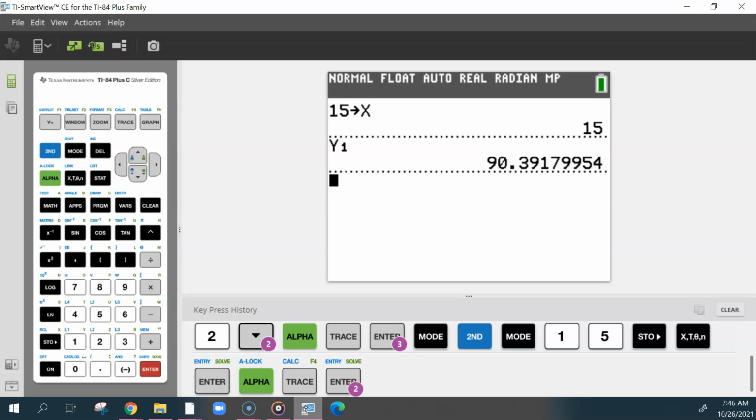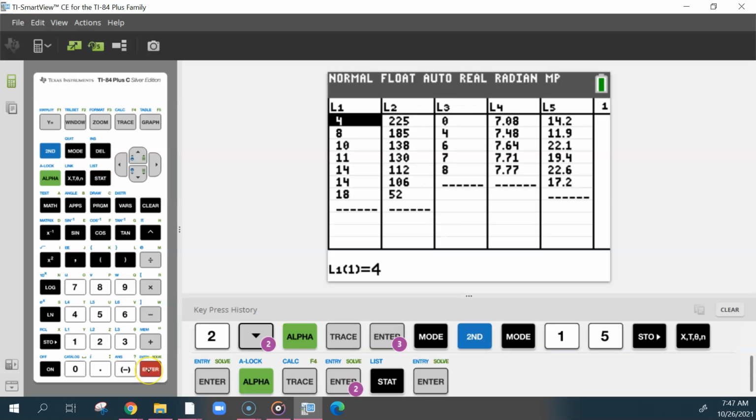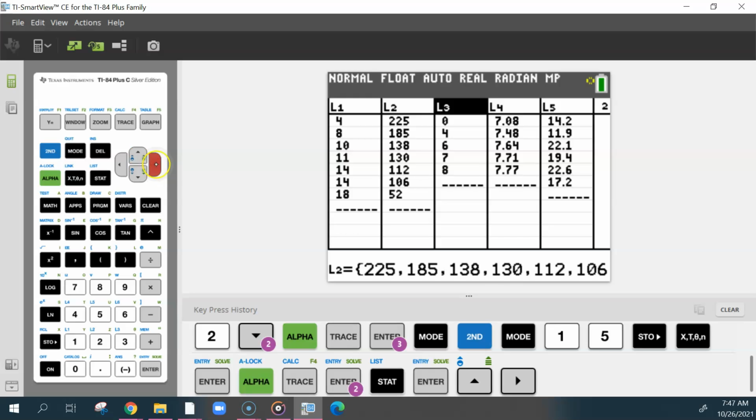So right now, you can do one of two things. You can either go back into Stat, go back into Edit. You can go to the top of this and hit Clear. If you hit Clear, it will clear out that list, then you can start putting them in. Or if you want to put them next to it, in L3, L4, that's fine too. I'll give you a second to put those in.